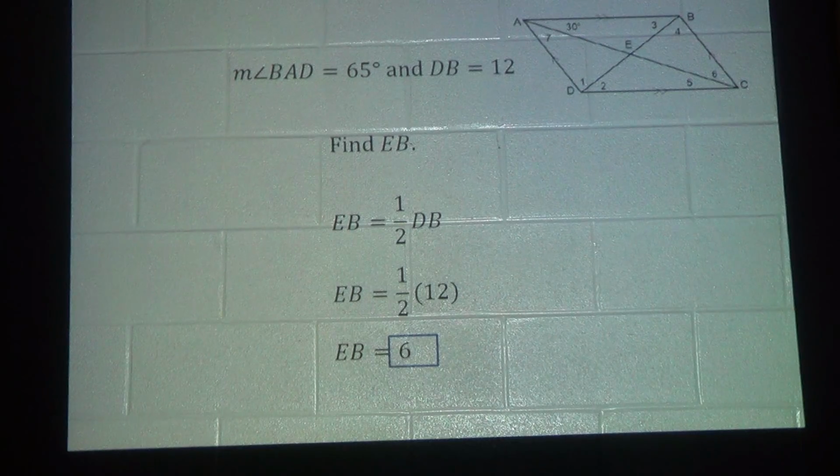Okay, that concludes this one about parallelogram fundamentals. Be sure that if you have any questions, we get those addressed before we go any farther tomorrow.